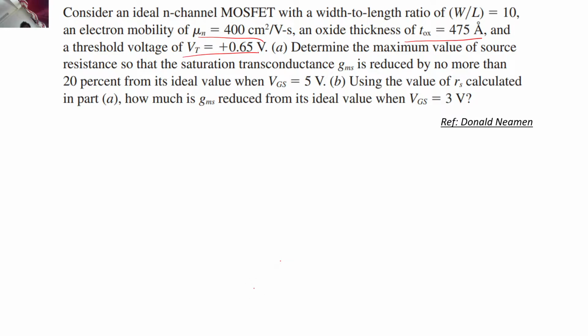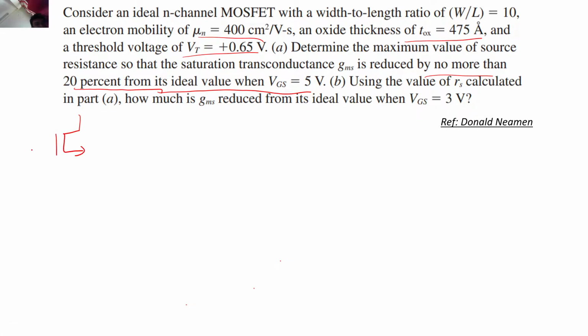Now what they are asking: determine the maximum value of the source resistance so that the saturation transconductance is reduced by no more than 20% from its ideal value when VGS is equal to 5 volts. So it may be a little bit difficult to understand what they are asking. I will just simplify it for you.